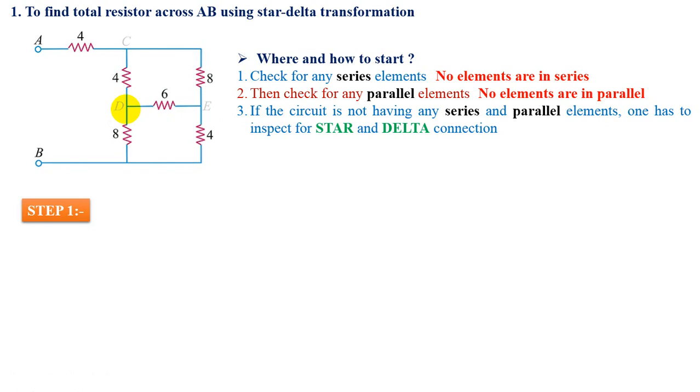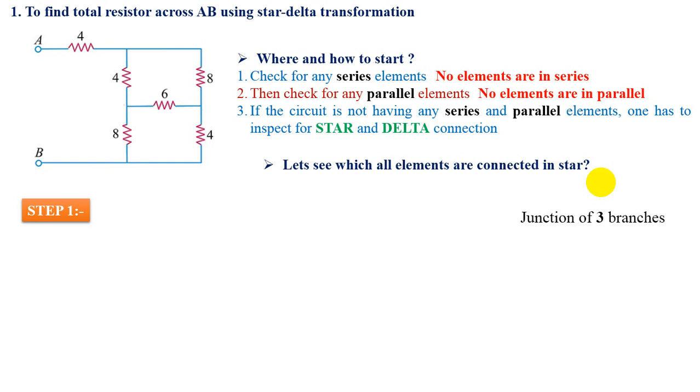So we have to inspect now for any series and parallel elements, right? We have done that, so we have come to a conclusion that there is no element in series or parallel. Then we have to inspect for star and delta connections. So let us see all the elements in star. How do we know it's a star? We have to have a junction of 3 branches, right? I hope you have seen the previous video where I explained star delta, the formulas and the shortcut to apply. All those things will not be done in this video, so please see the previous video first before seeing this video.